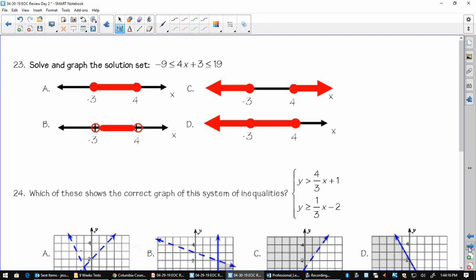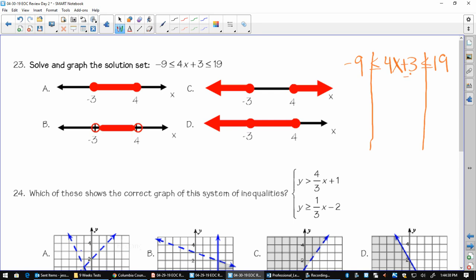All right, 23, we have to solve the inequality and then match it with the correct solution. So we have negative 9 is less than or equal to 4x plus 3, less than or equal to 19. I'm going to take the same steps I would for a regular equation here. I just need to do it on both sides. My goal is to get x by itself in the center of that inequality.